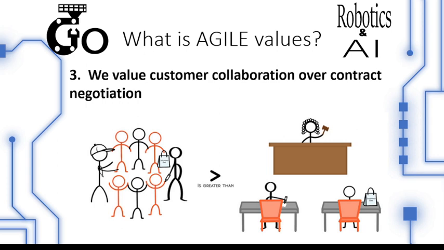In the third value, we value customer collaboration over contract negotiation. In the Agile methodology, the Agile manifesto agrees with negotiation with the customer or the contract with the customer, but they also emphasize that collaboration is also important.